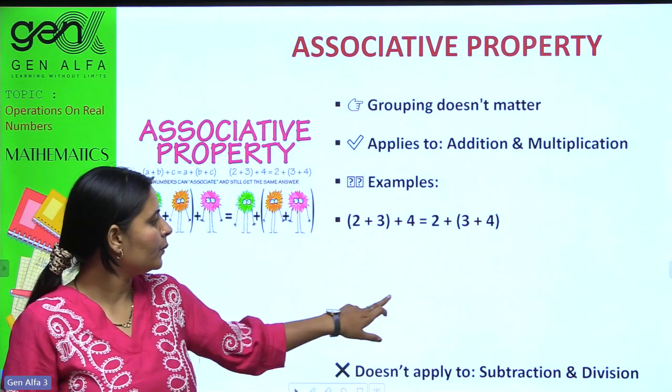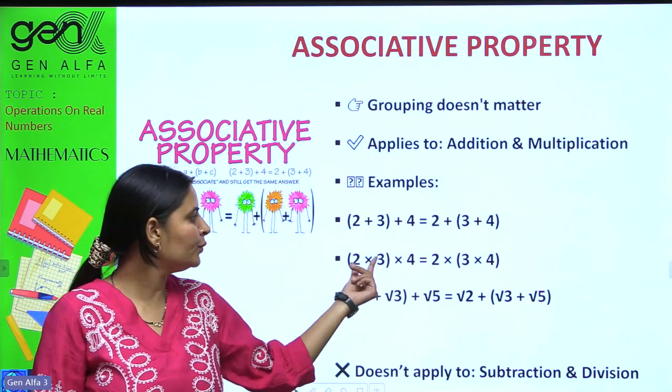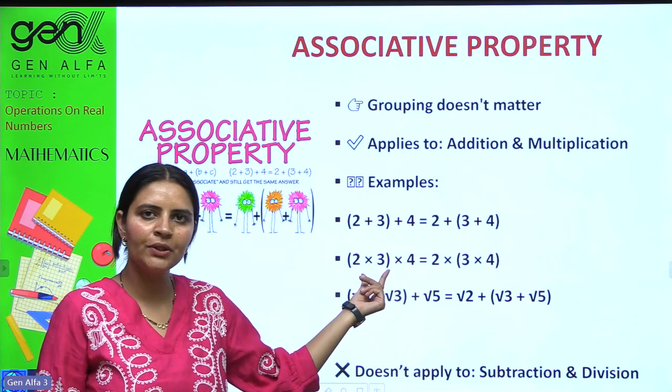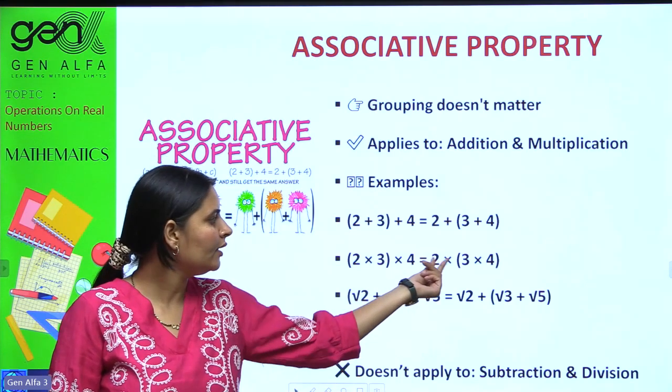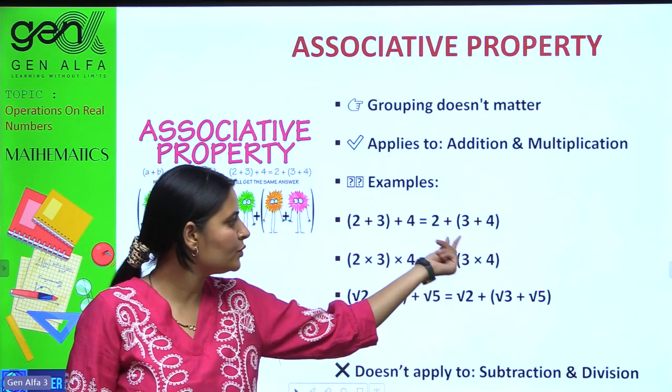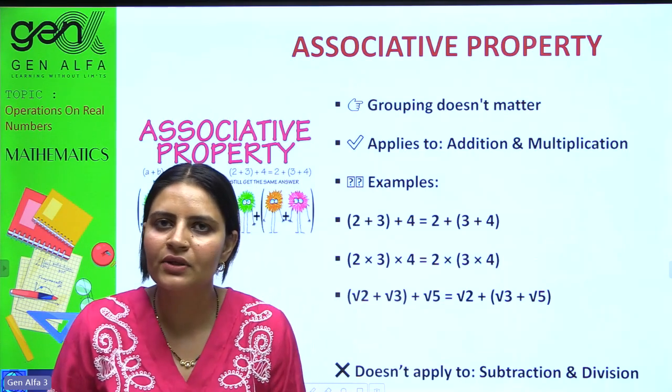But just read it out. Same goes for multiplication too. 2 cross 3 gives you 6. 6 cross 4, 24. Here, 3 cross 4, 12. 12 2s are 24. Again, the result is the same.